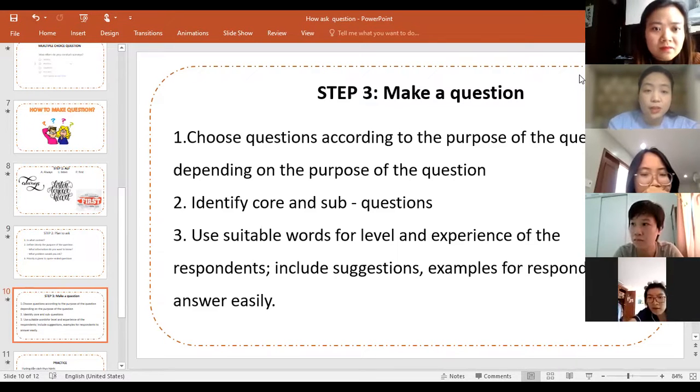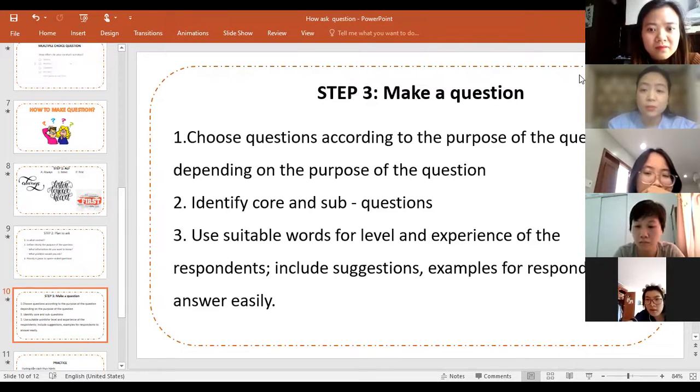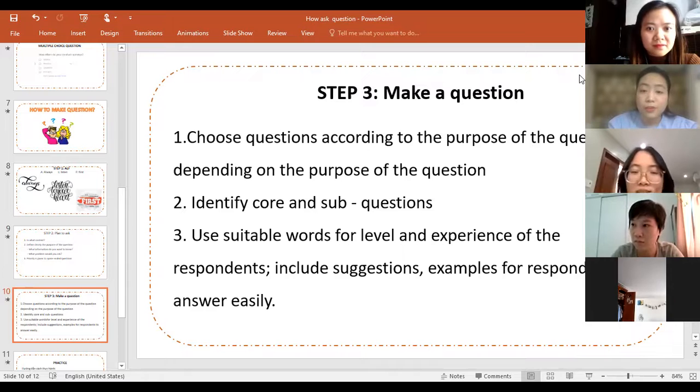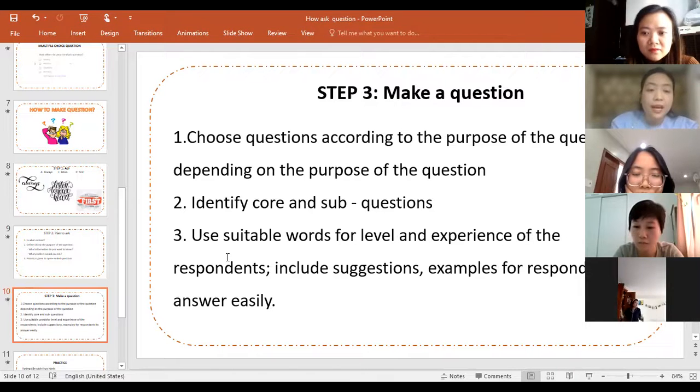Okay. You choose the question according to the purpose of the question. Yes, the purpose. Identify core and sub questions. And use CTA words for the level and experience of the respondent, and include suggestions, examples, for the respondent to answer easily.